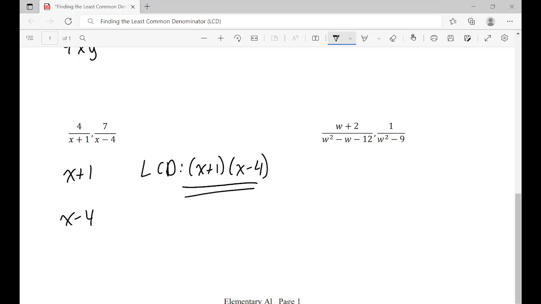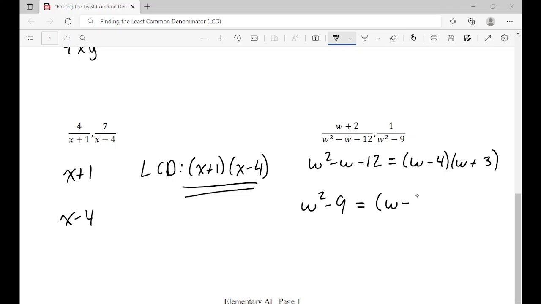Last, w squared minus w minus 12 and w squared minus 9. This one's going to take a little bit more work, but what we do is we're going to factor each denominator. So w squared minus w minus 12 can factor down to (w minus 4)(w plus 3). And w squared minus 9 is a difference of squares, (w minus 3)(w plus 3).